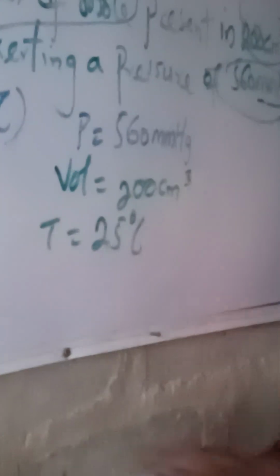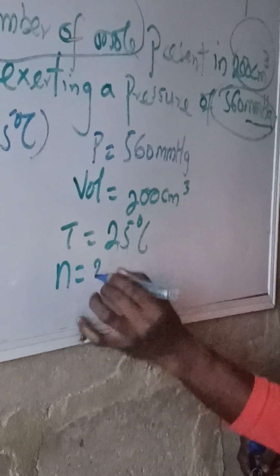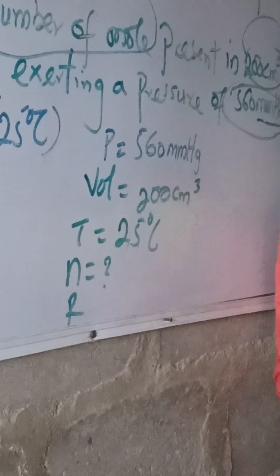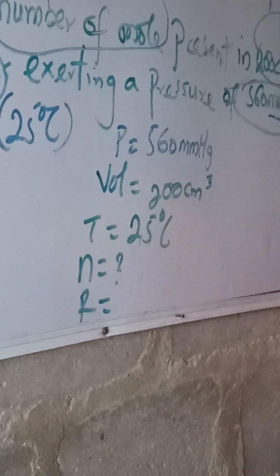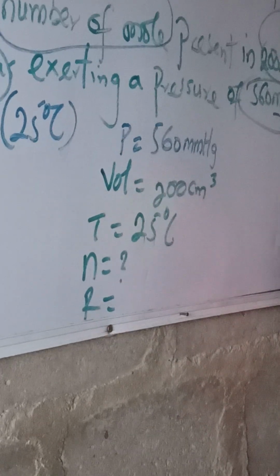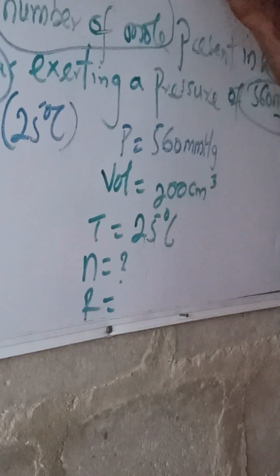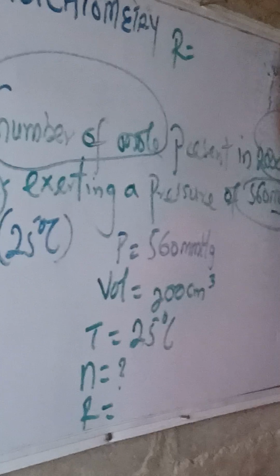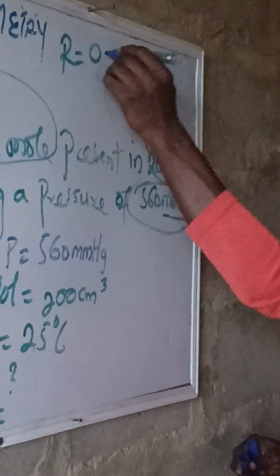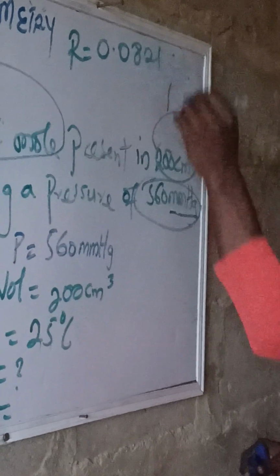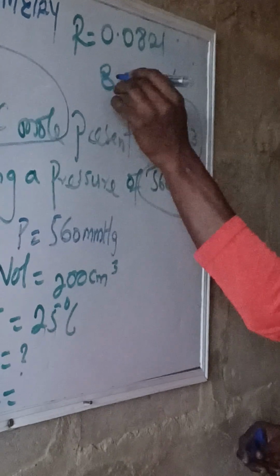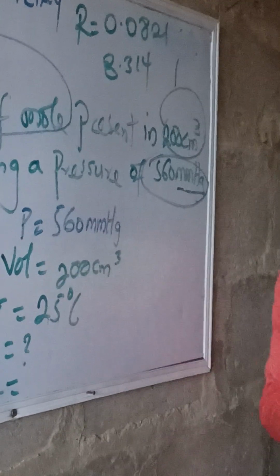What else are we looking for? n or no? What of R? Are we given R? No. How are we going to get our R? R is the ideal gas constant, and it has two values. The constant is 0.0821 or 8.314. What are we going to use between the two?